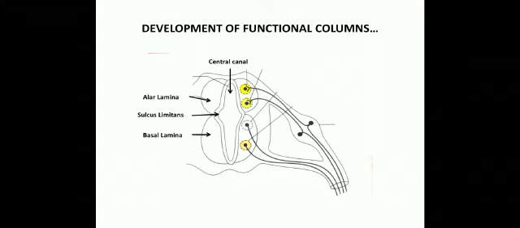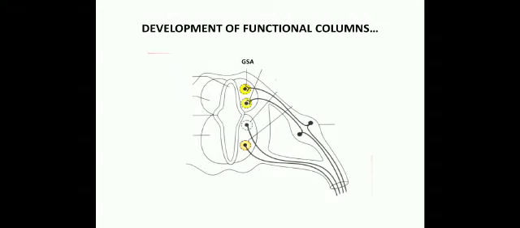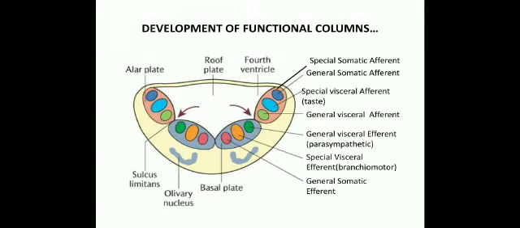So the cells of each of these two laminae get arranged into two longitudinal columns, the somatic and the visceral. The visceral components lie close to the sulcus limitans. So here we can observe the general somatic afferent, general visceral afferent, general visceral efferent and general somatic efferent.